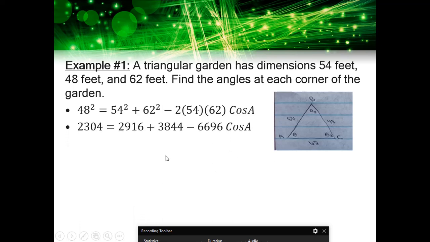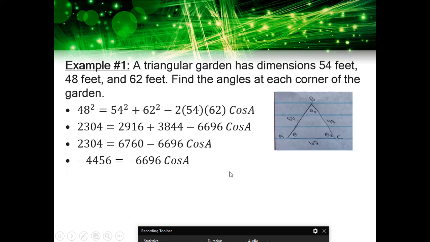So moving forward, when I square each of the pieces and then multiply inside, these are the values that result. Remember, don't do too much at one time. I'm going to add the 2916 and the 3844. We are not including 6696. That belongs to cosine of A. Okay, so there we've got the sum. And again, because the 6696 and cosine of A is a multiplication problem, I'm going to subtract 6760 from both sides so that the coefficients are together. And this is my result.